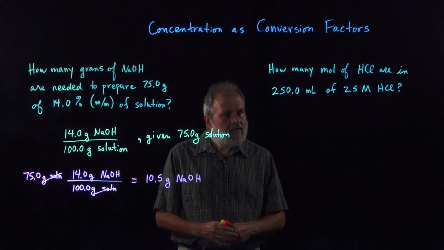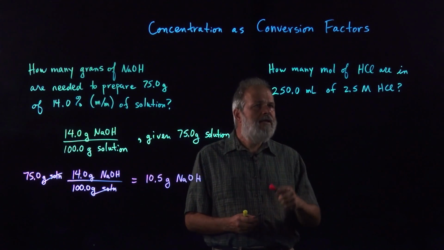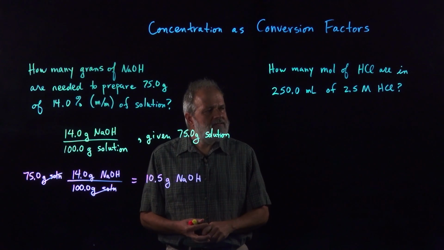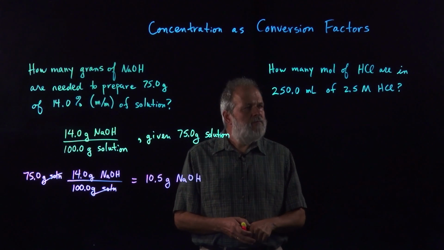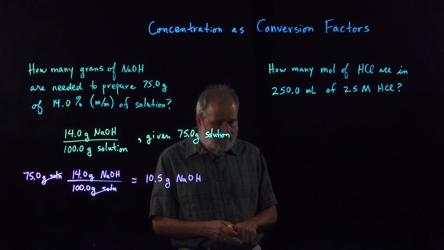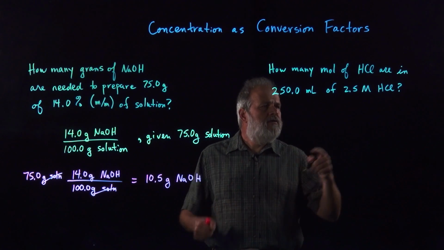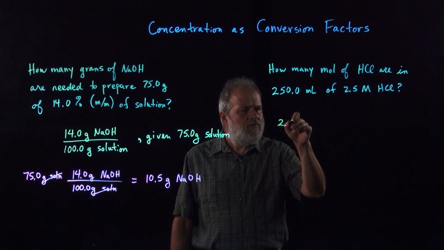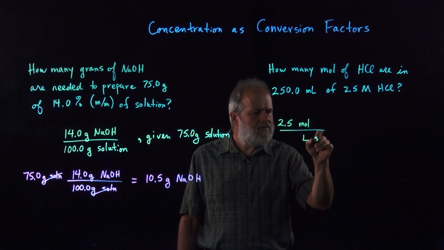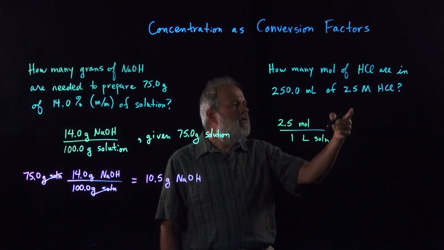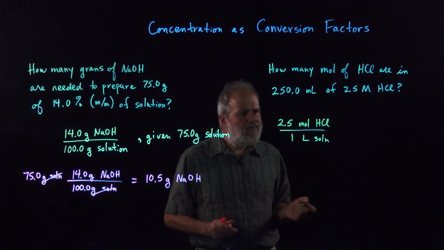All right, so the next problem will be using molarity as a conversion factor, and it's how many moles of hydrochloric acid, or HCl, are in 250 milliliters of 2.5 molar hydrochloric acid. We're going to do the very same sort of thing. We're going to write down the conversion factor first, which is this: 2.5 moles divided by 1 liter of solution, and it's HCl. All right, so that's the conversion factor we know.